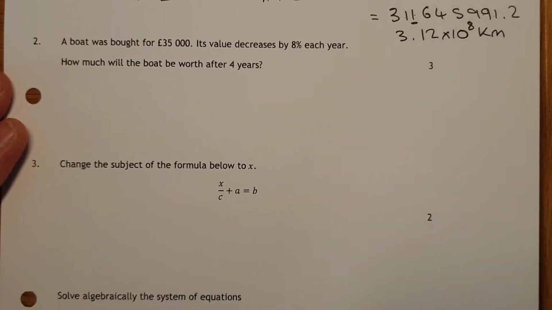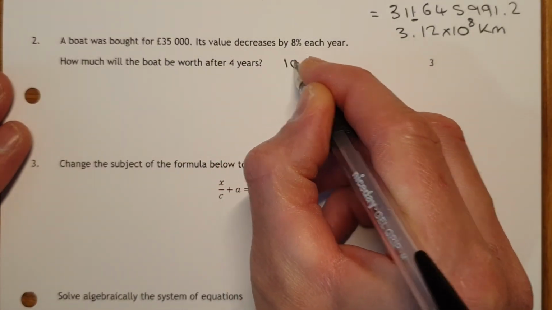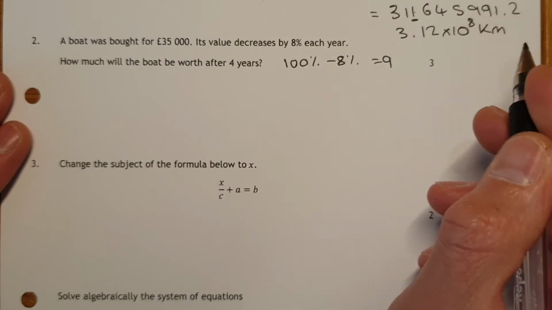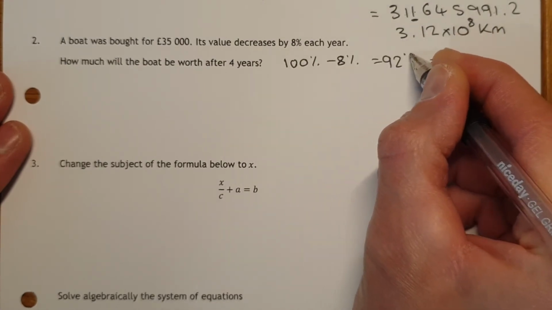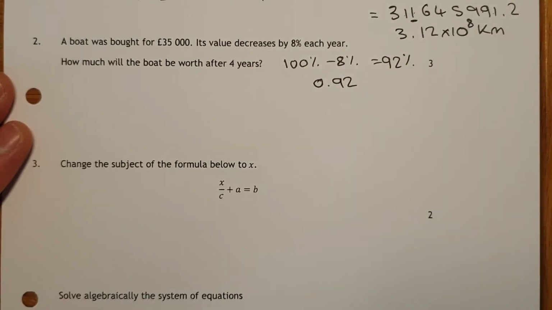For question 2, it's a decrease question. It's going down by 8% each year, and we want to find out how much it's worth after 4 years. So 100%, now it's subtracting because it's going down in value, and that gives us 100% take away 8% is 92, and we're going to use 0.92 as our decimal.